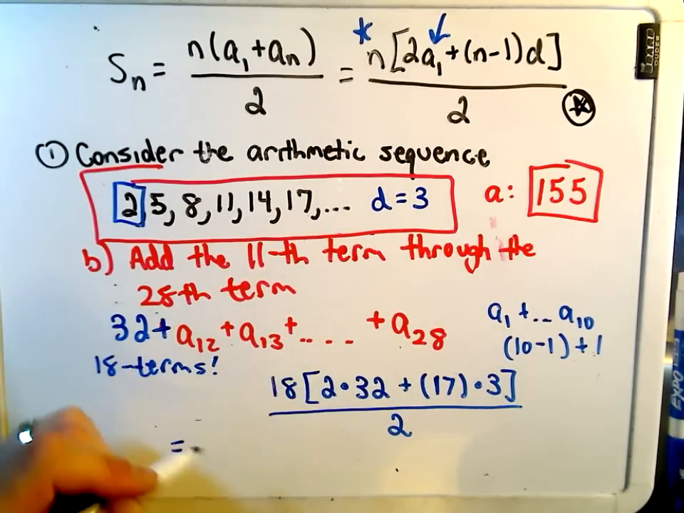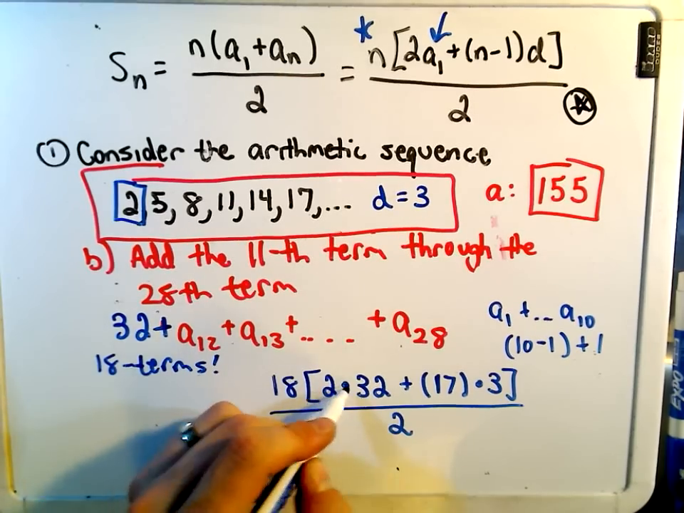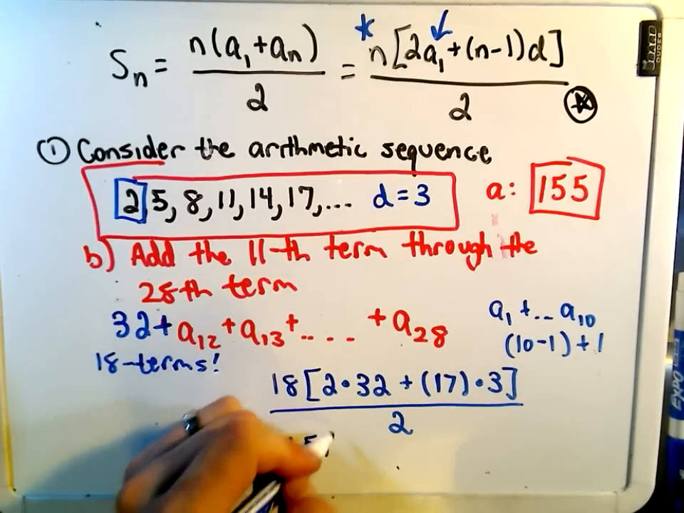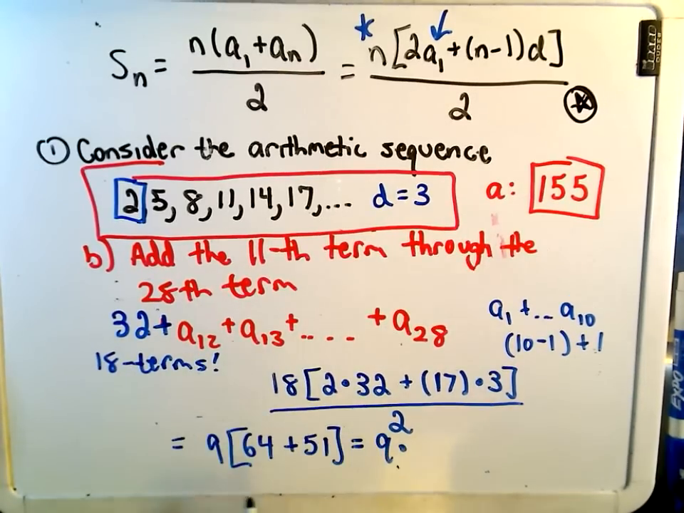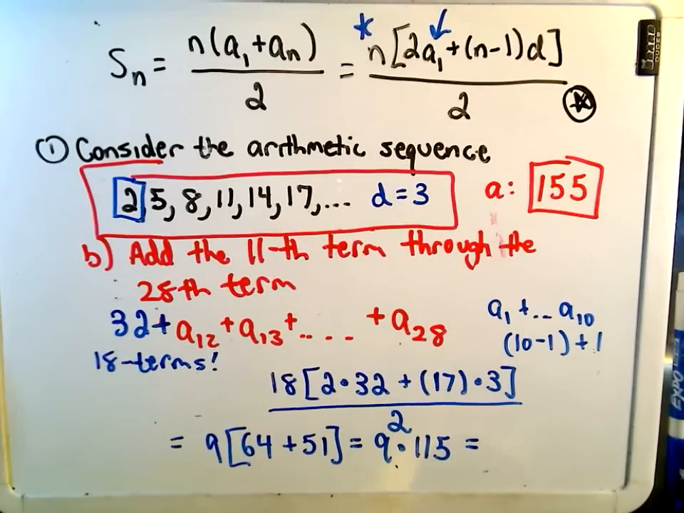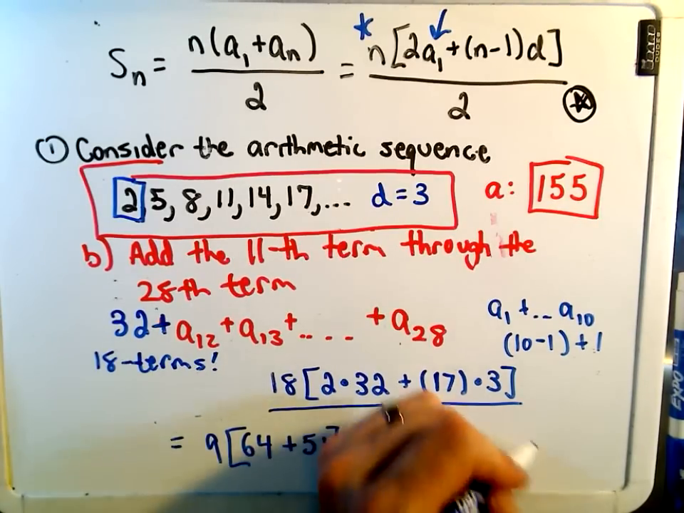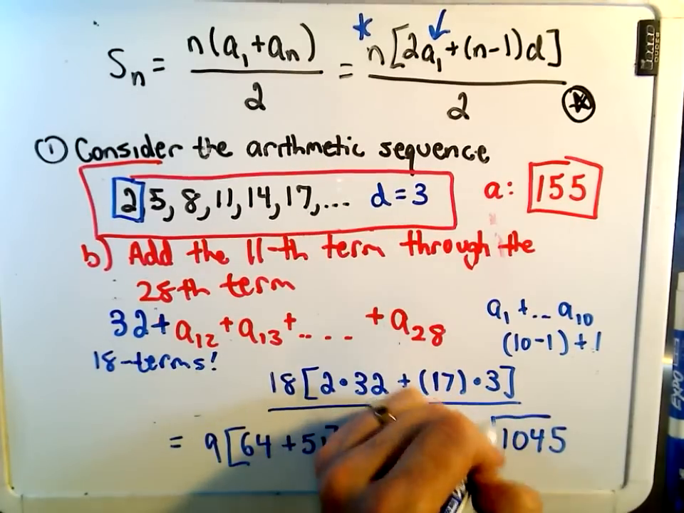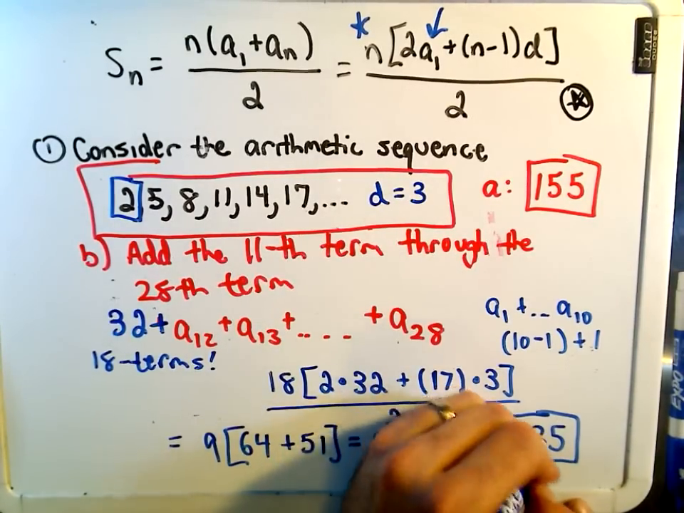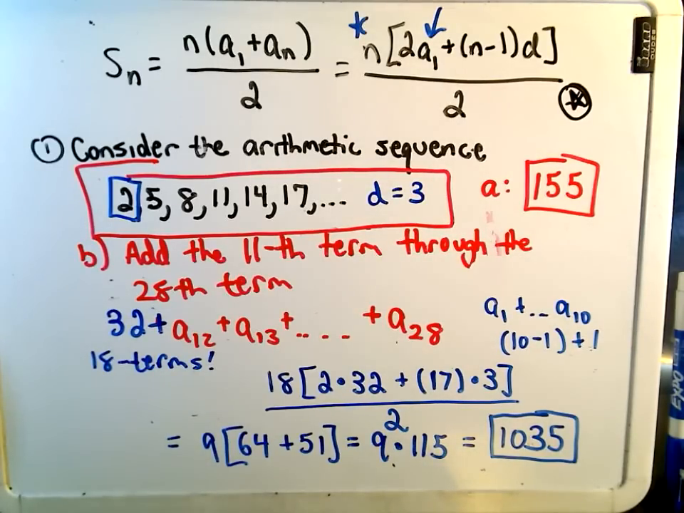Alright, so 18 divided by 2 is 9. 2 times 32, that's 64. 3 times 17, what is that? That's 51. So 64 and 51, what is that? Looks like 115. Oh, 9 times 115. What's that going to be? You can check my arithmetic. I think it's going to be 1045. Should be. No. How about 1035? That sounds better. Yes, much better.